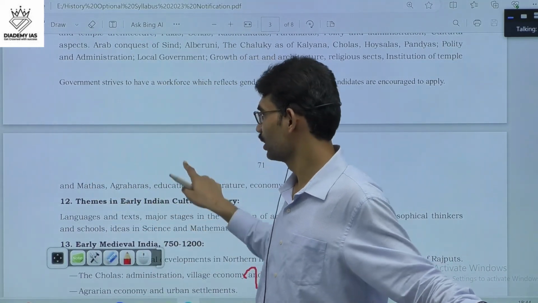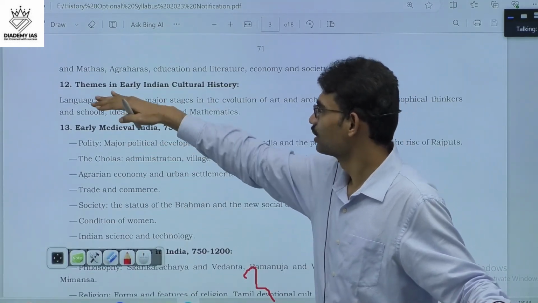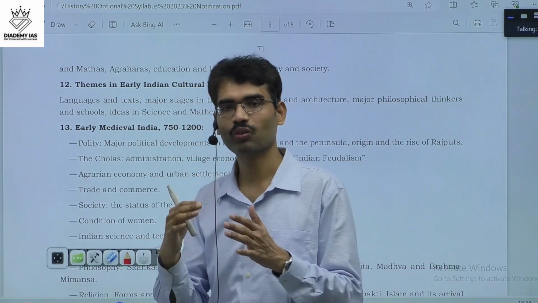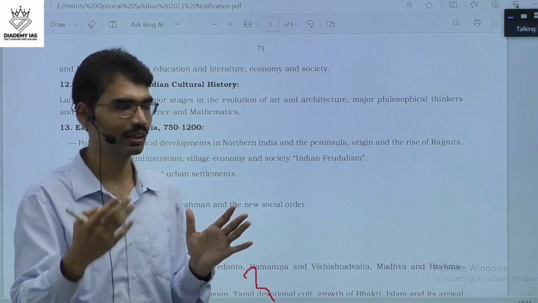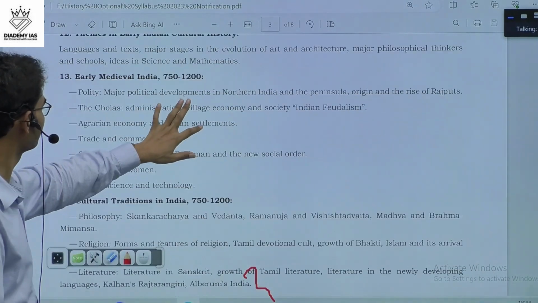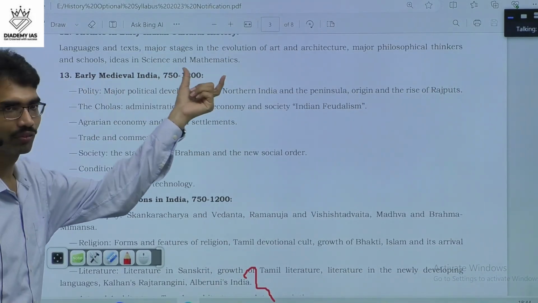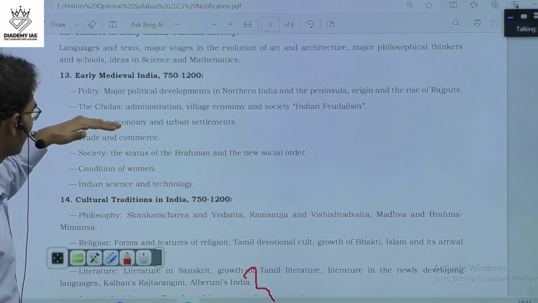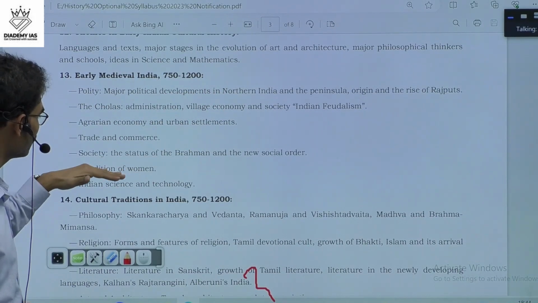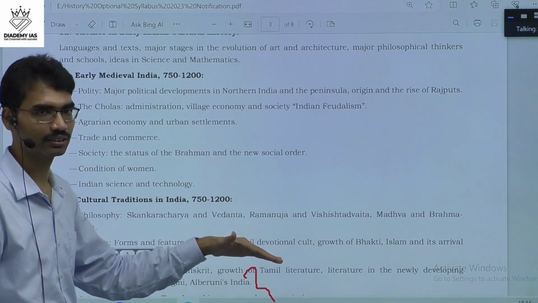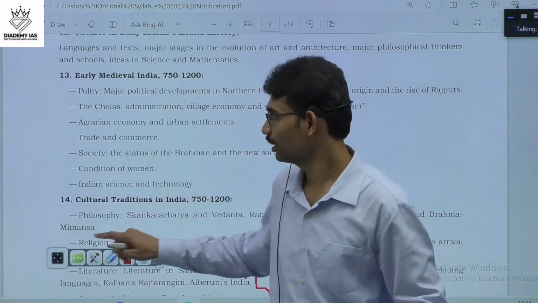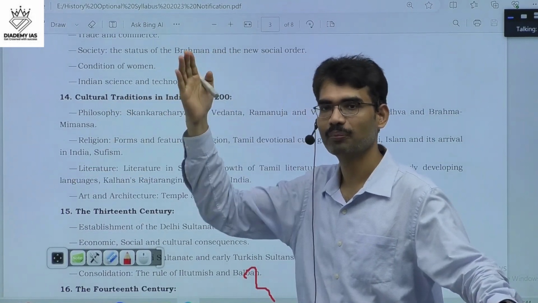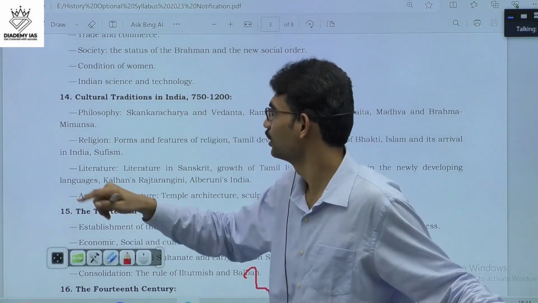to study. Same is the case with themes in early Indian cultural history, the early medieval time period. Only the time is changing, but the dimensions remain the same. Now you see the 13th chapter, for 750 to 1200: polity, then agrarian economy, society, and science and technology. Is it clear? Now, the 14th one, up to 14 chapters, paper 1, part A.